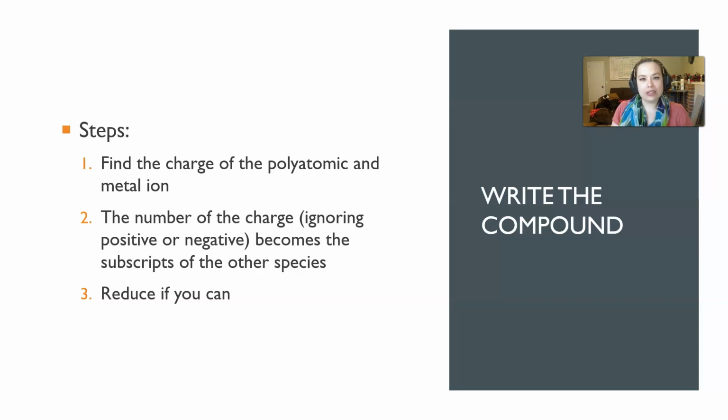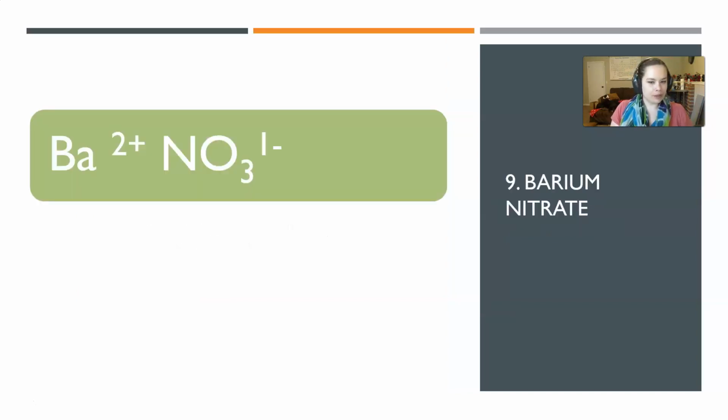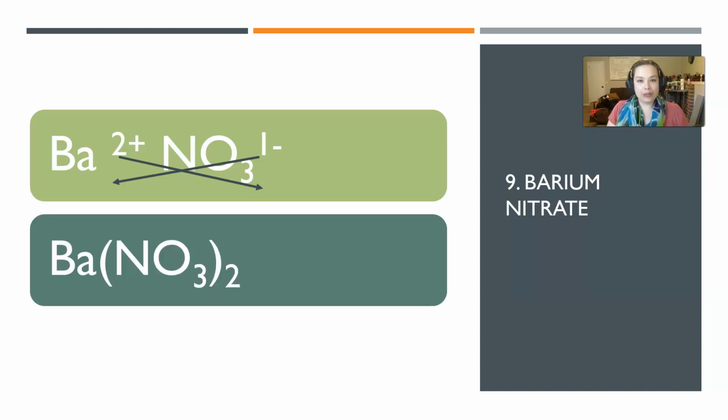So let's go through the answers to the second half of the worksheet. Number 9, they give you the name barium nitrate. When you find the charge of barium, you'll see that barium has a +2 charge and nitrate has a -1. So ignoring the positives or negatives, the number is going to move behind the other species. So the 2 from barium's charge is going to move behind nitrate, and the 1 from nitrate's charge is going to move behind barium. Well, just like in algebra, we don't need to write 1s. So the formula for this one is going to be Ba(NO3)2.